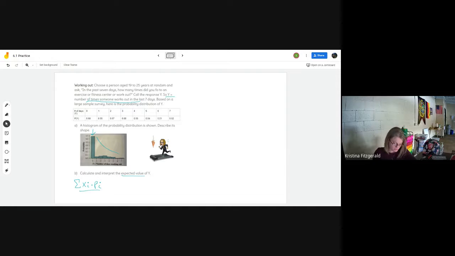So if we want to use notation, the mean or expected value of Y equals 0 times 0.68 plus 1 times 0.05 plus, I'm going to put ..., and then 7 times 0.02. And you're going to get that number. There's a lot to multiply there, but technically that is what you would do to do this question.